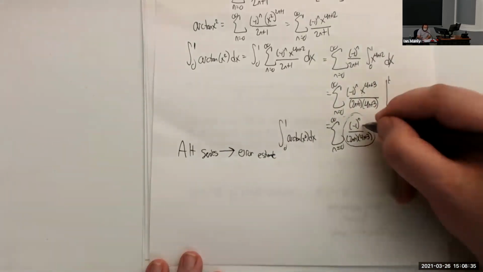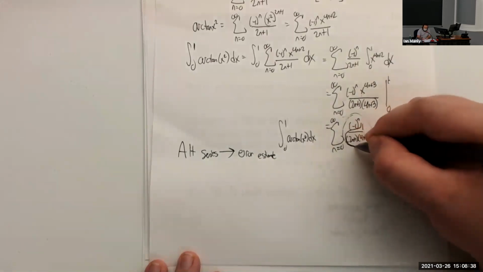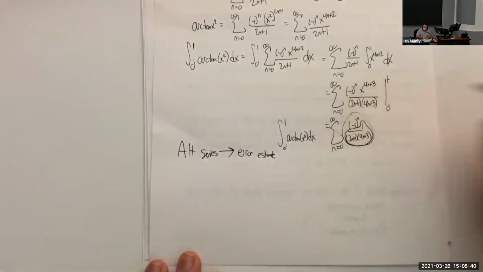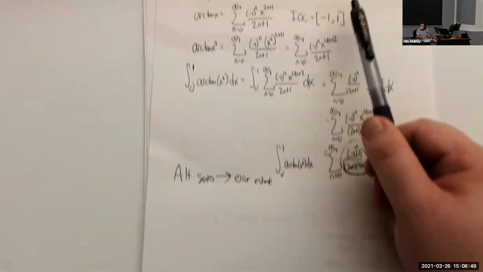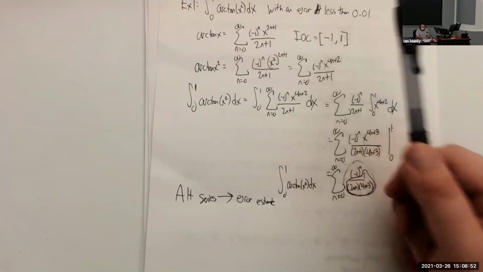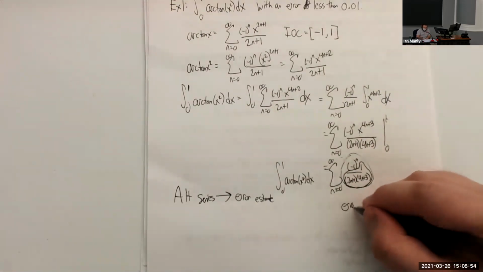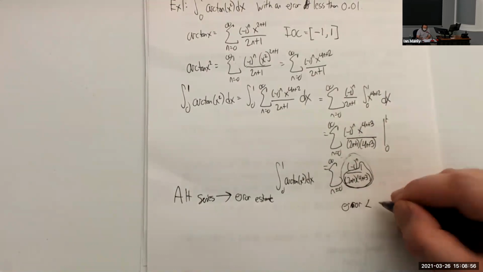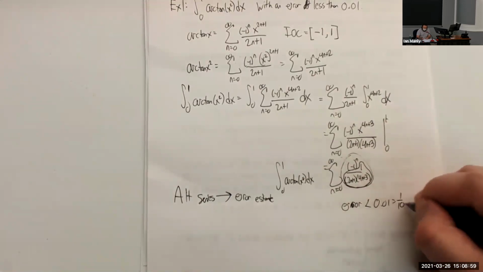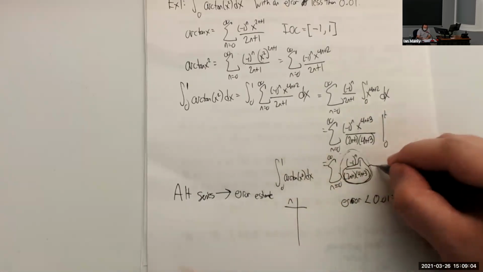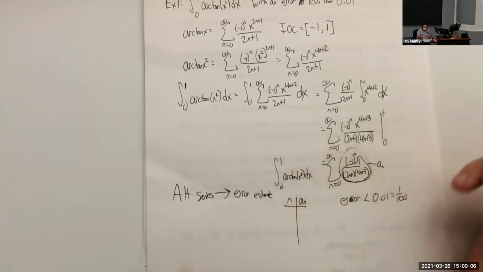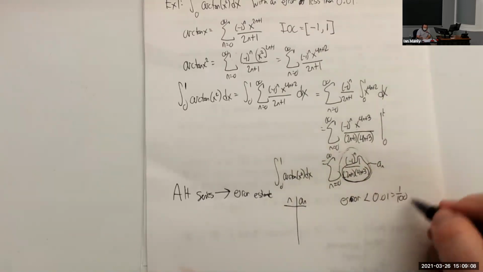What we're going to do is look at the stuff that's multiplied by the negative 1 to the n right here. And we're going to keep plugging in higher and higher n until this is less than what we want our error to be. So remember, we want our error less than 0.01, which is 1 over 100. So I'm going to start plugging in n values. This is going to be a_n. And I'm going to keep plugging them in until I'm less than this.